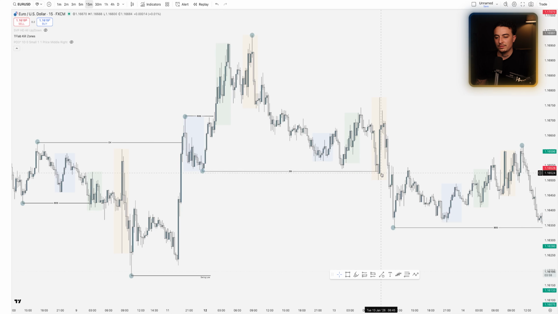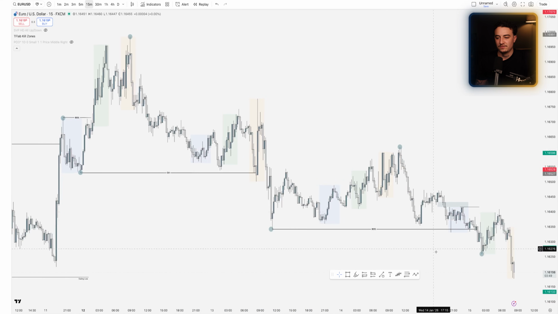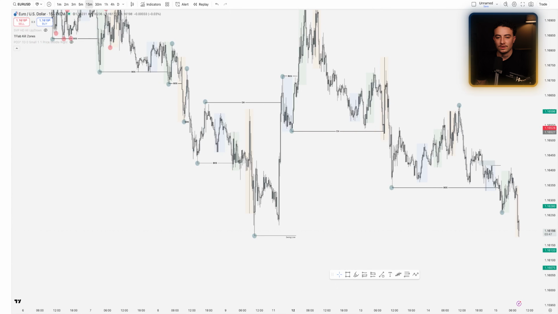And what actually happens? We broke structure to the downside. We broke this swing low. And that is a change of character. So we've just gone from bullish again to bearish. And we respect the trend. It's that simple, guys. That is the full walkthrough of the price action that is in front of us, showing you how to correctly spot your change of character and how to avoid the fake ones. This shows you exactly how to read the trend.